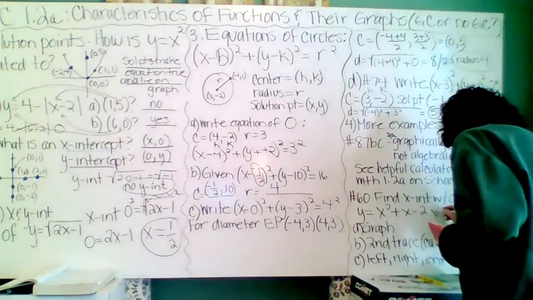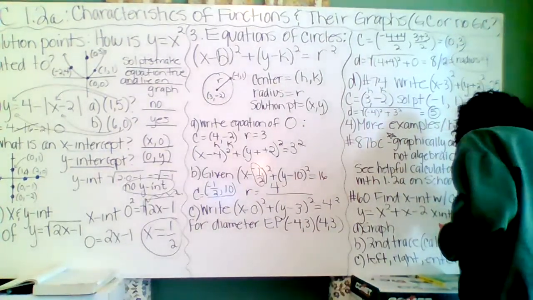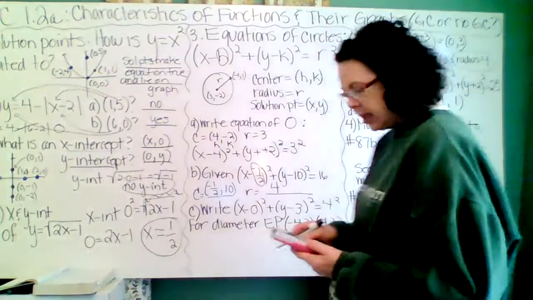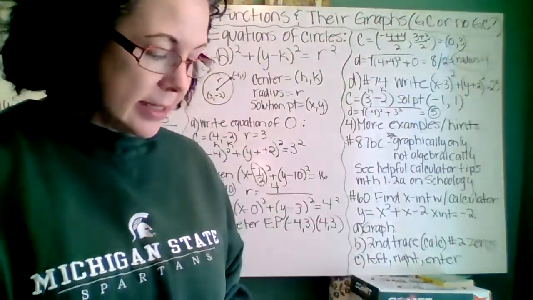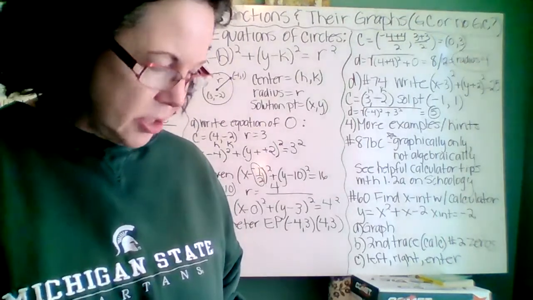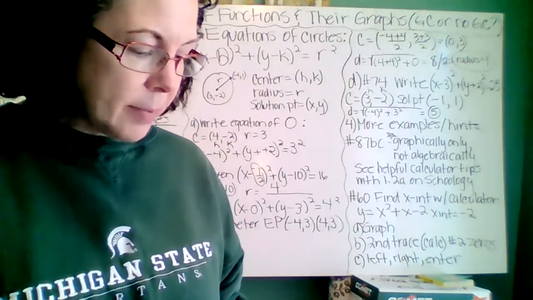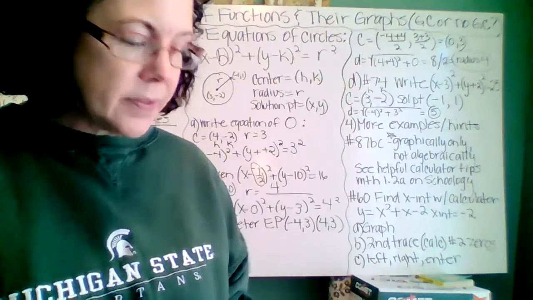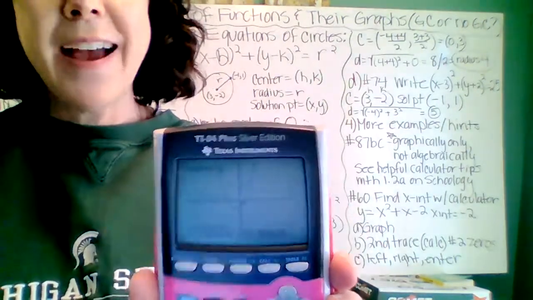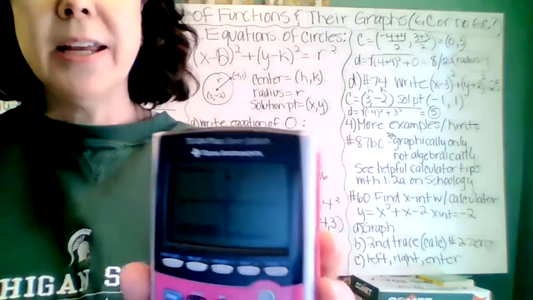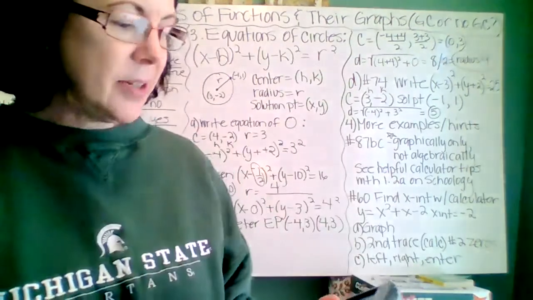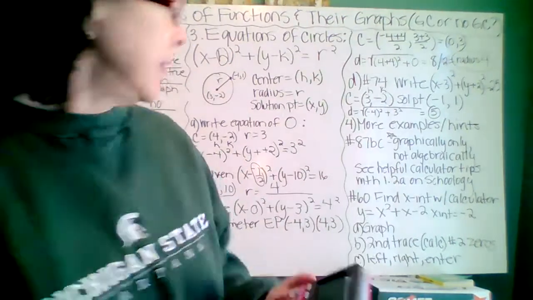So for the x-intercepts, I have one of -2. Then for my x-intercept to the right, again, second calc, and I'm going to choose zero. I'm going to make sure I'm on the left of that x-intercept. I'm going to cursor till I'm to the right of that x-intercept, hit enter, and that is a 1.